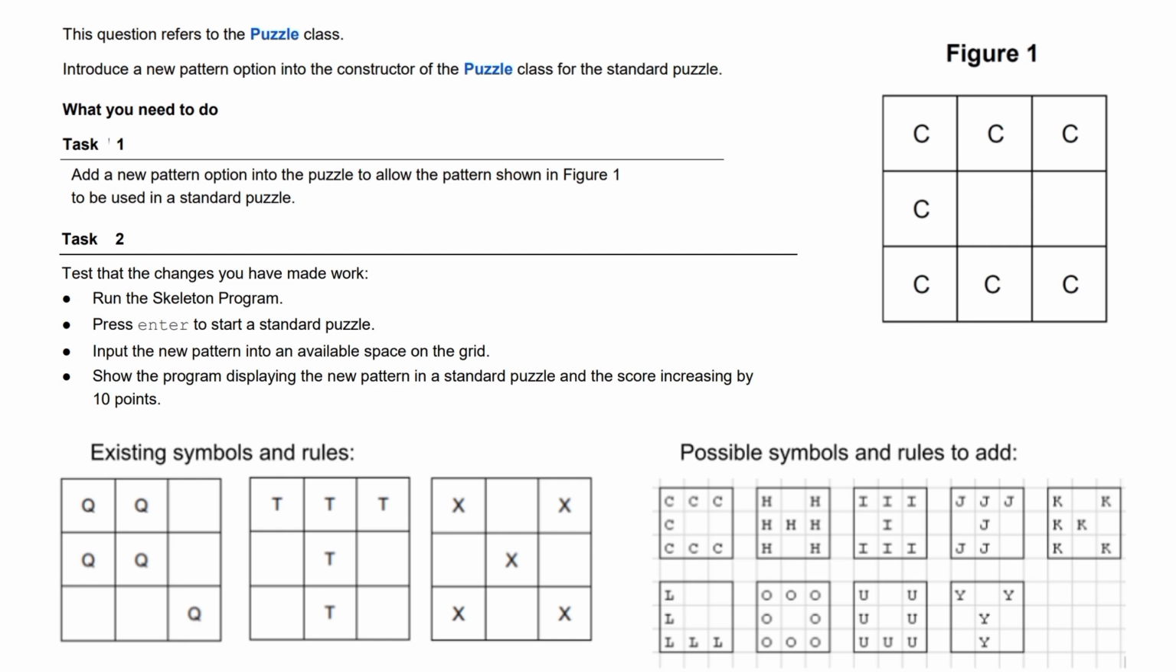So first things first, you need to think about where exactly you would need to make those changes. So where in the code do we need to add the pattern? Thinking about where Q, T, and X were created in the code is helpful, because that just saves time. Let's look at the code and see how we can do that.